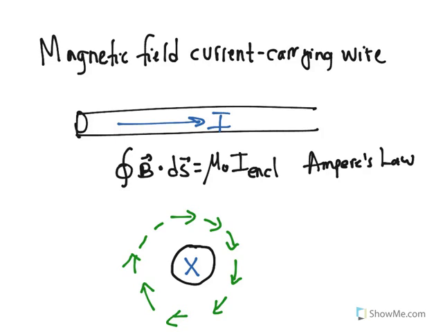Towards the direction clockwise. Or you can state that if the current goes towards the outside, this is going to be an anti-clockwise direction. We're going to use then this Ampere's law, right?